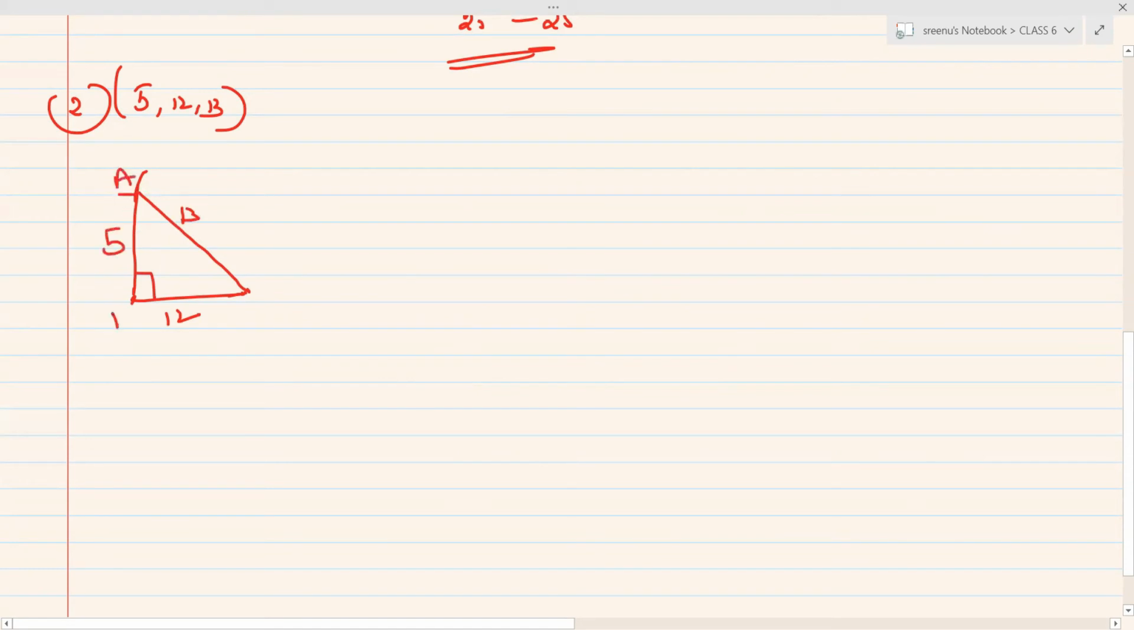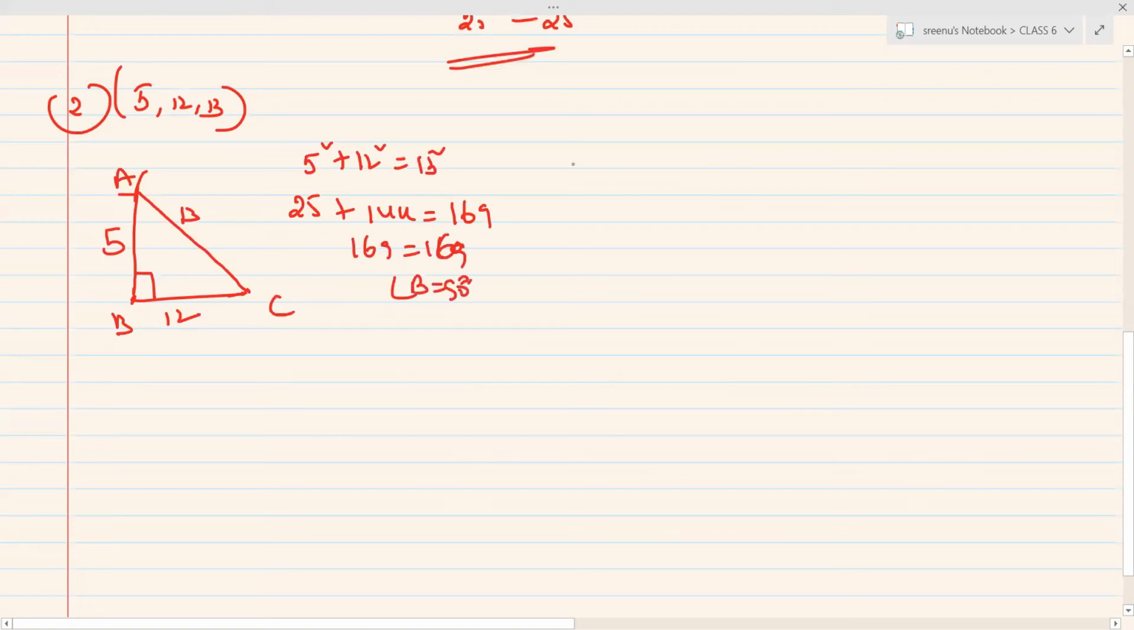So take it as ABC. Then 5 square plus 12 square is equal to 13 square or not, we will check. 5 5s are 25, 12 12s are 144. This is 169. 169 is equal to 169. So angle P is 100% 90, and 5, 12, 13 are called Pythagorean triplets.